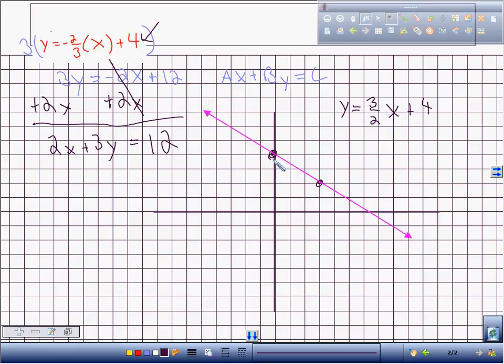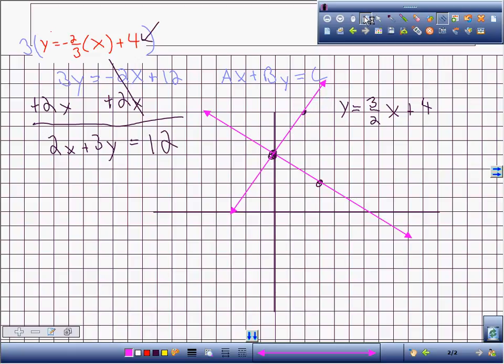So it's also going to go through (0, 4), right? Except 3 over 2 means what? Positive 3 over 2. Where do I go from here? Up 3 and over 2. And put a point there. And if you did it correctly, these two lines should appear to be perpendicular. Do those appear to be at 90-degree angles? Does that look like a 90-degree angle right there? Yes. Okay. So that's kind of what your quiz is going to look like.